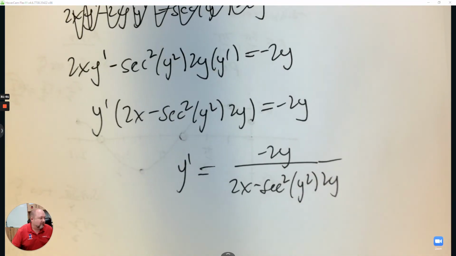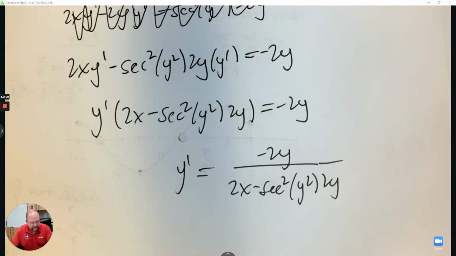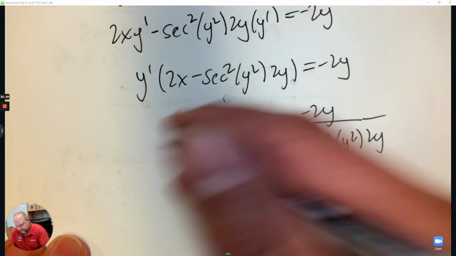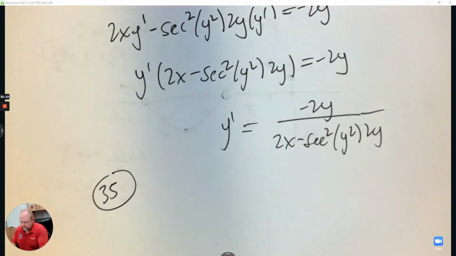And let the algebra, you don't have to simplify anything, let that algebra be what it is. Perfect. 35. Turn the page.